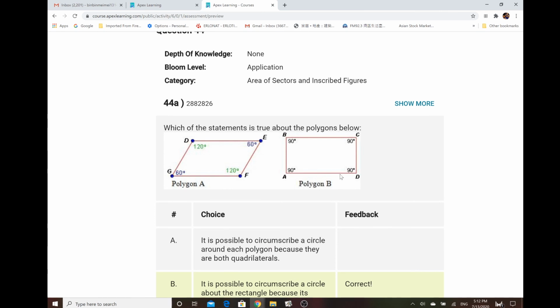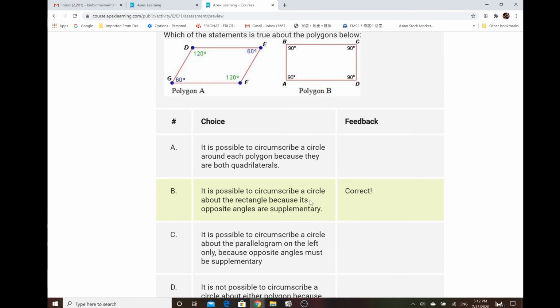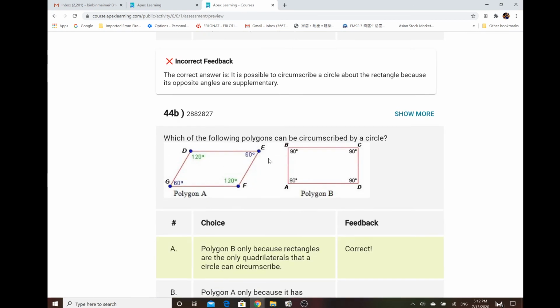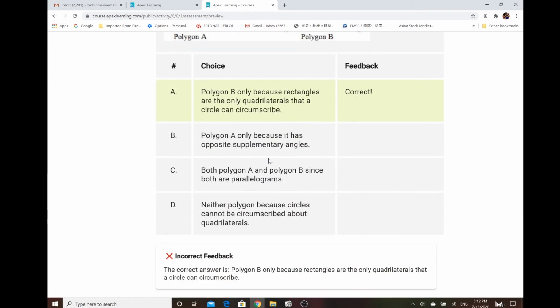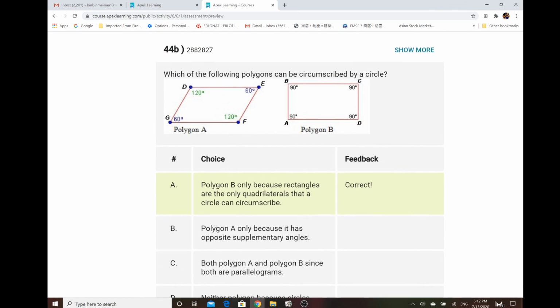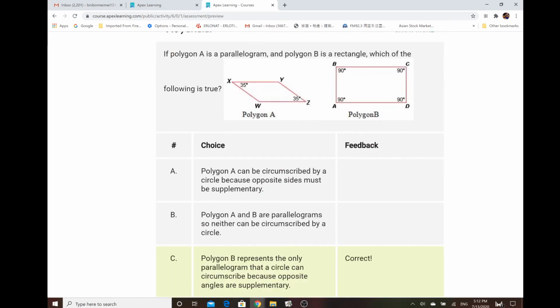And which statement is true about the polygon below? It's possible to circumscribe a circle about the rectangle because its opposite angles are supplementary. Okay, so it's all about the rectangle, not the parallelogram. So polygon B, only because rectangles are the only parallelogram that a circle can circumscribe. Not the general parallelogram, but the special parallelogram, which is a rectangle.